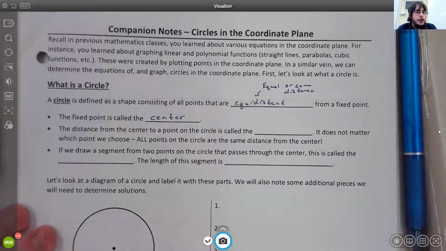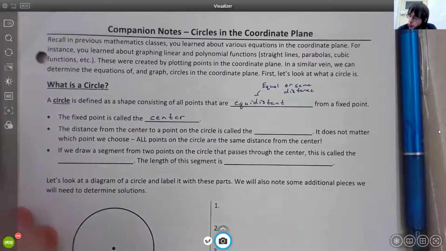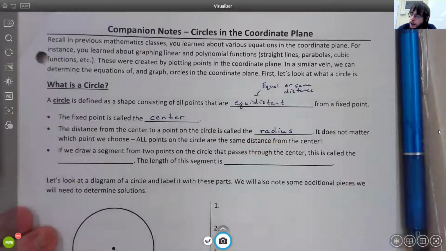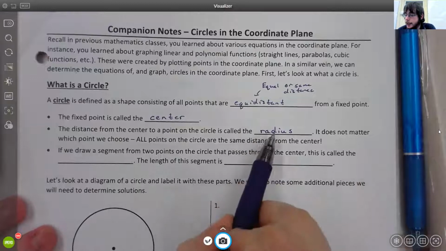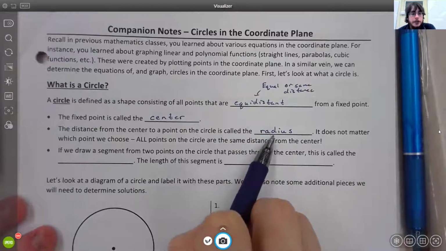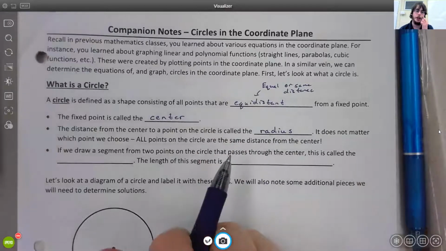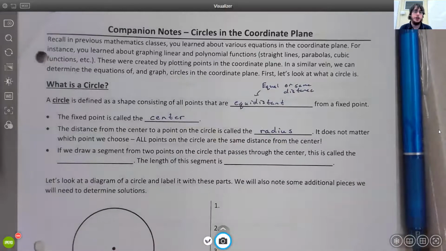The distance from the center to a point on the circle is called the radius. It does not matter which point we choose. All points on the circle are the same distance from the center, okay? And that distance is always called the radius, okay? So the radius starts at the center and goes to any point that's on the circle. And regardless of what point you choose, the radius is always the same.